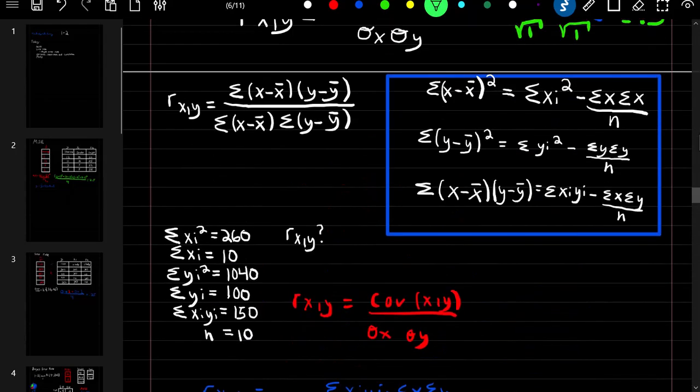Memorizing these is actually pretty important because it won't just be used for correlation. We'll also be using these once we start getting into estimating our parameters for linear regression models. As you can see, these are pretty much the same. It's just one is x, one is y. And for this one, instead of x squared or y squared, since there's x and y, it's going to be xi, yi instead of these two repeating.